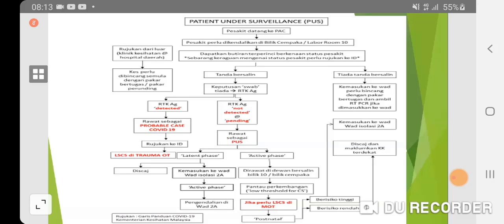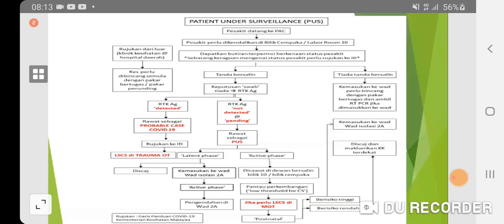Once the patient goes into the active phase of labor, we should deliver the patient in ward 2A. Okay. When the patient is in labor room 10 or in bilik cempaka and already came in the active phase of labor, they should be treated in that room, and then we should see the progression of the patient.